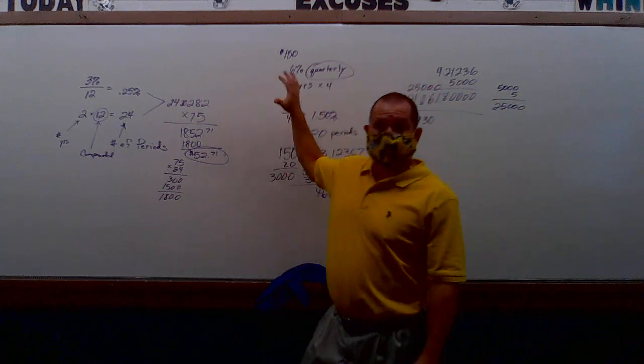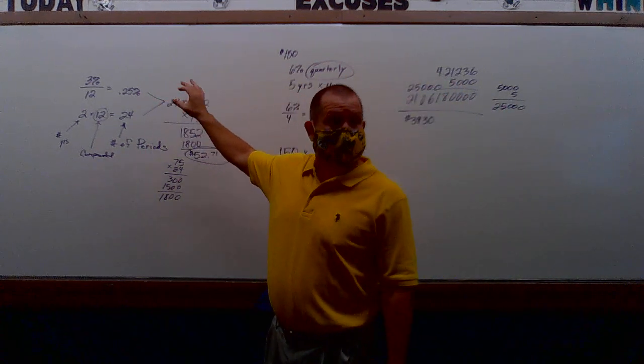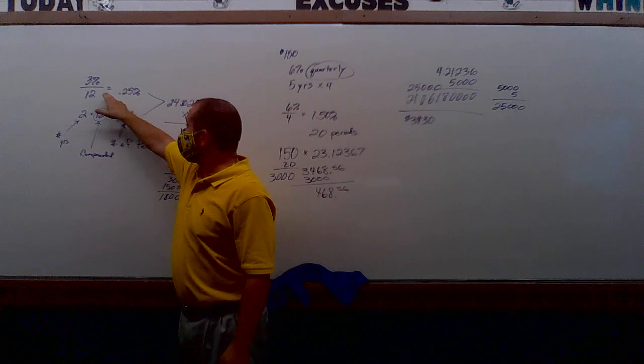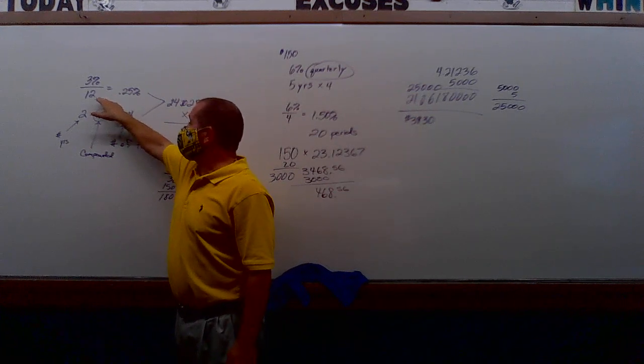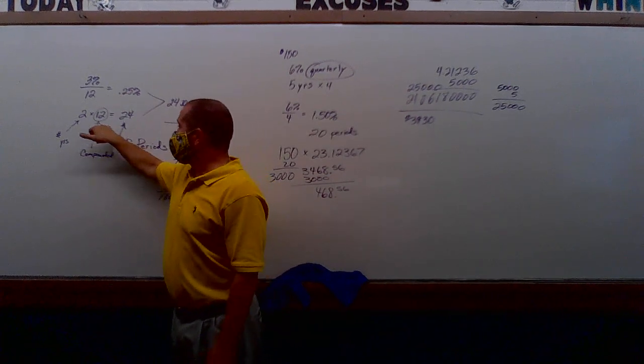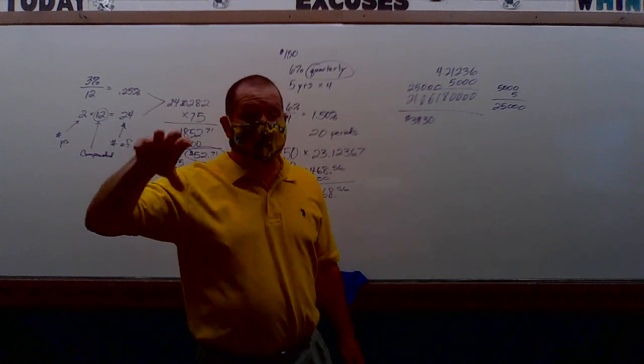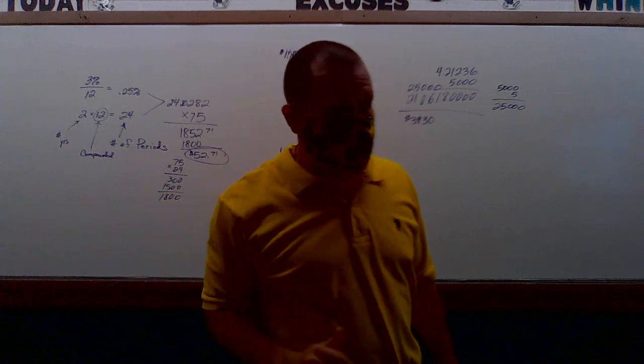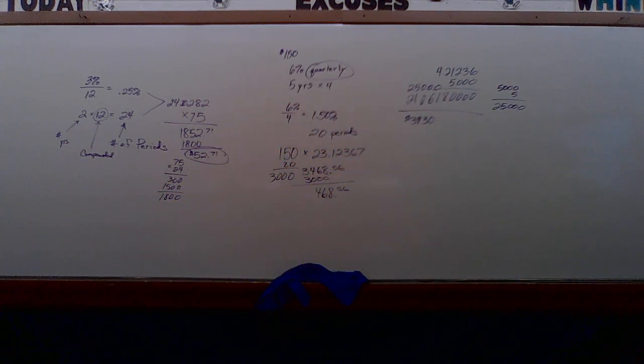But do you understand the process? Okay? So a lot like the compound, just make sure that you use the period or the compounded number to divide your percent, and then use that times the number of years to find the number of periods to use in your table. Okay? So you got about 15 minutes.